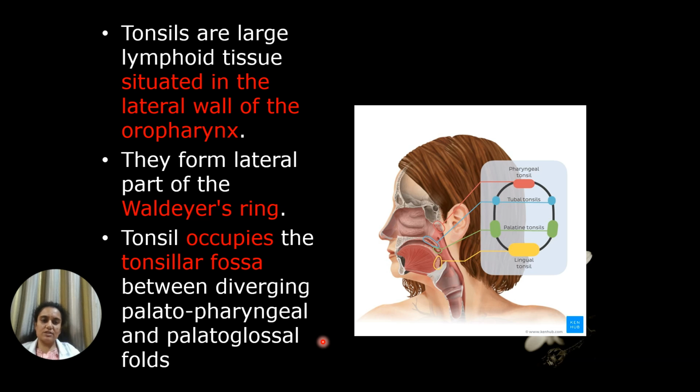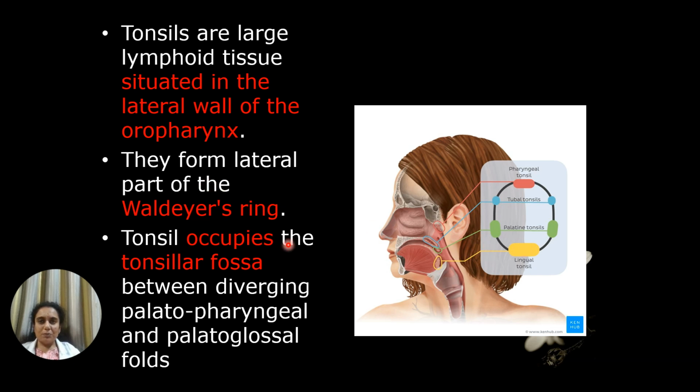Coming to the anatomy of the tonsil, basically the tonsils are lymphoid tissues. So they have a role to play in immunity. And tonsils are situated in the lateral wall of the oropharynx. They are a part of Waldeyer's ring. So in Waldeyer's ring, we have the adenoids, then we have the lateral pharyngeal bands, the tubal tonsils, and the palatine tonsils situated in the oropharynx. And in the posterior one third of the tongue, we have the lingual tonsils.